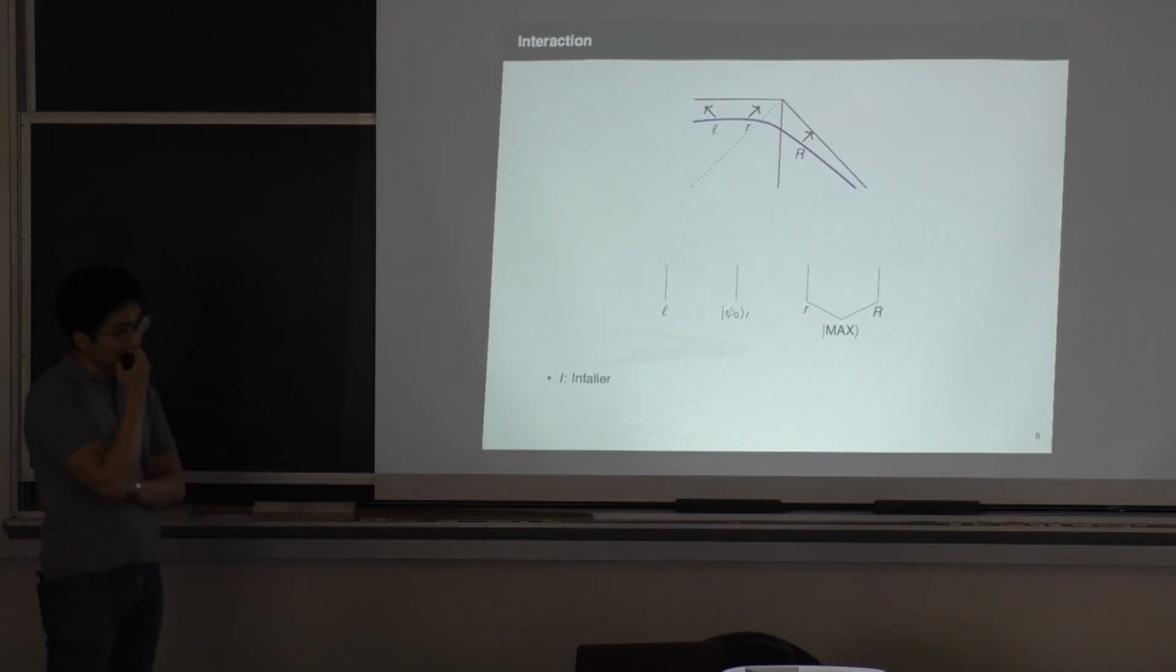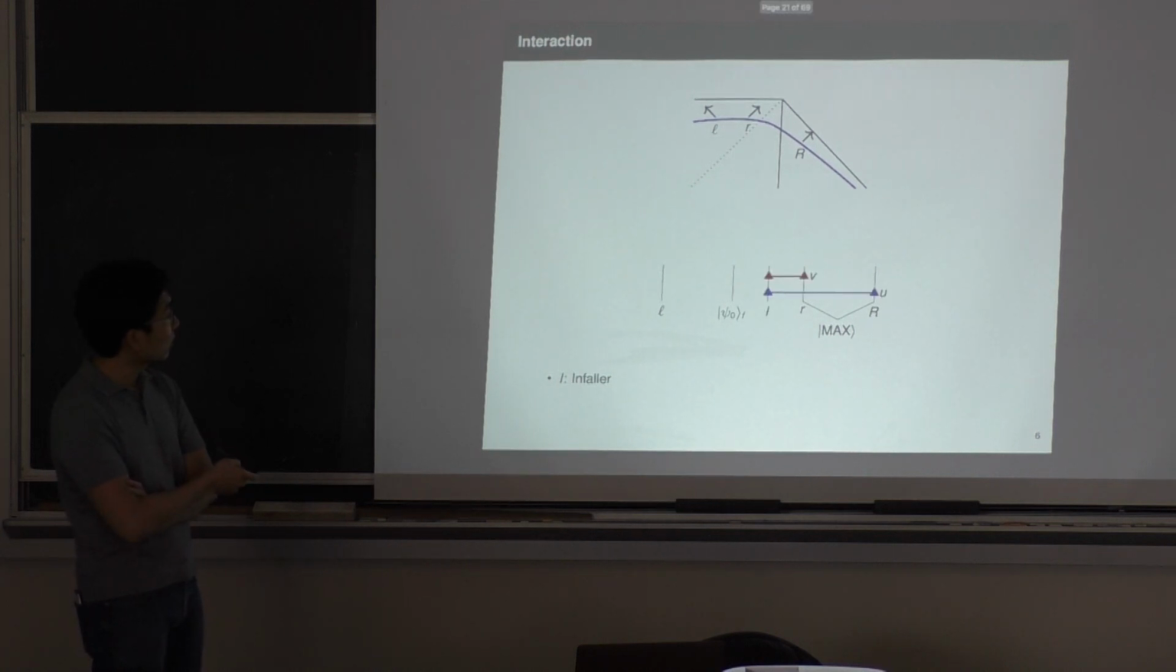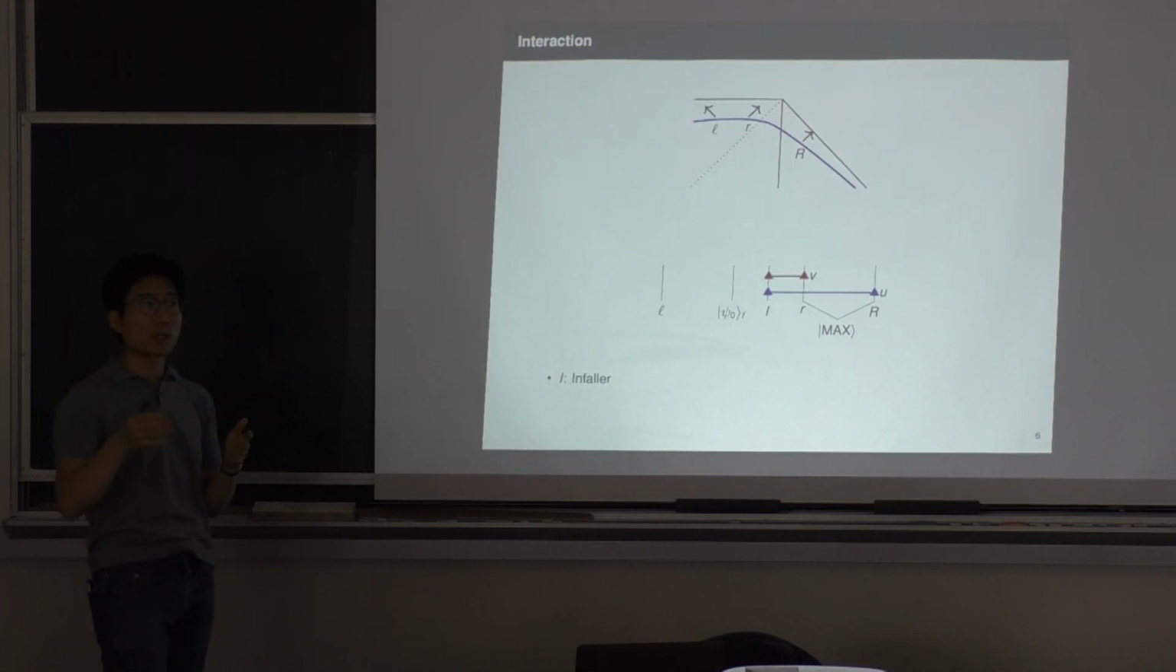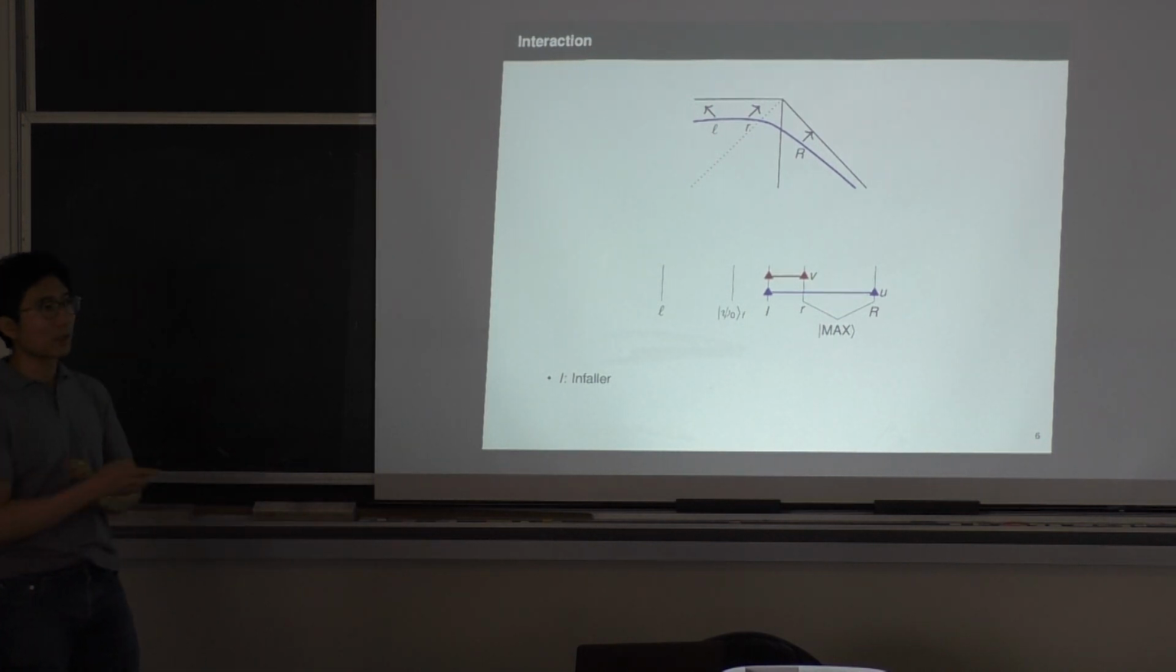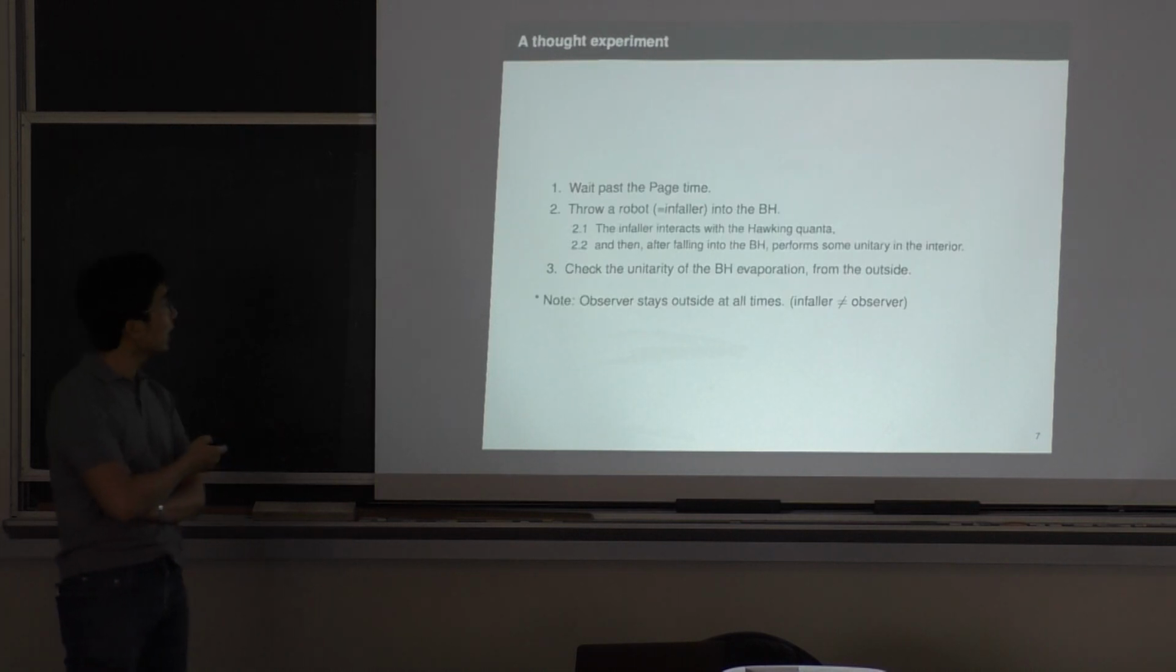The issue can arise when you have interaction between the left and the right moving modes, basically. To be more specific, you can imagine throwing something into the black hole from the outside, some programmed robot that interacts with the radiation outside and does something inside. For example, you apply this unitary U, and then you apply this unitary V. I think this is a totally plausible thing that you could do. And so it's natural to ask, once you throw in the robot, do you still have unitarity? And are there any funny things happening?